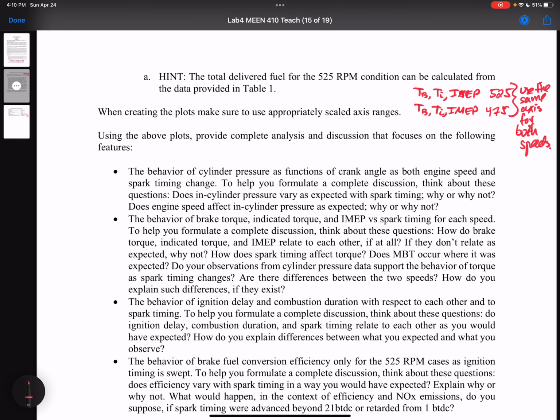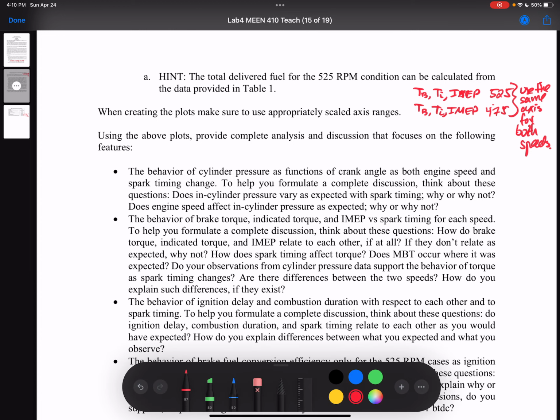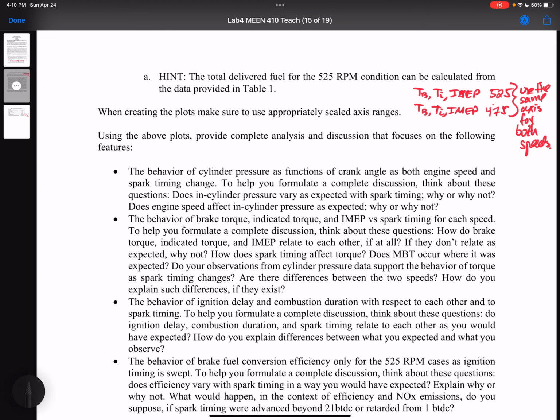If you change the axes and you go to look at the differences between the two, it's going to get a little bit confusing because you're going to require your brain to recognize that the values on the y-axis are changing. And so when you do that visual comparison, it's going to be more difficult. Whereas if you make the axis values the same for both plots, for both 525 and 475 RPM, it's much easier to do that comparison. Okay, and so that's just one example. You'll want to do that any time that you are plotting the same parameters for the two different speeds, right? Like the combustion duration and ignition delay.